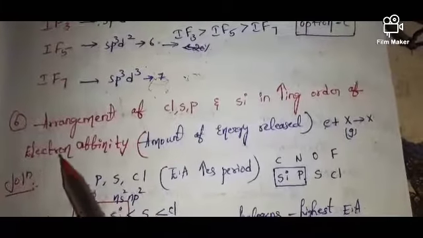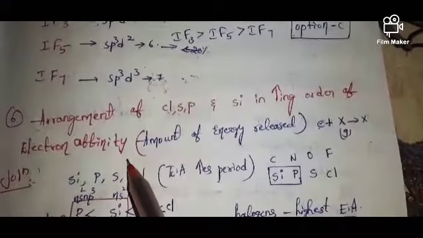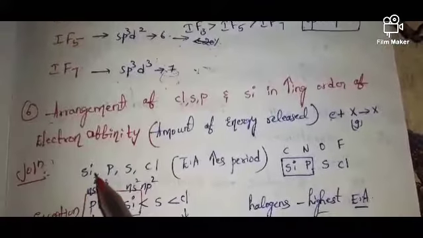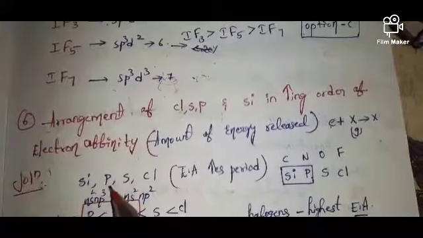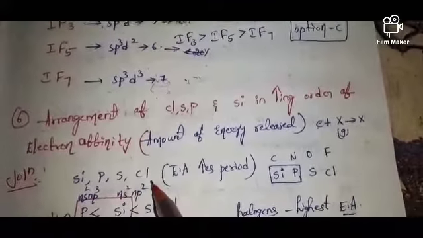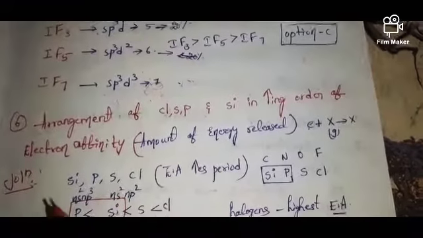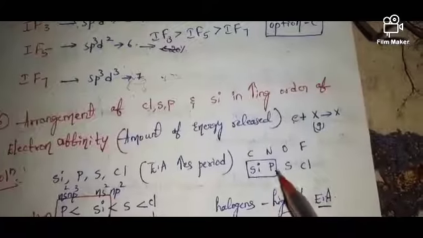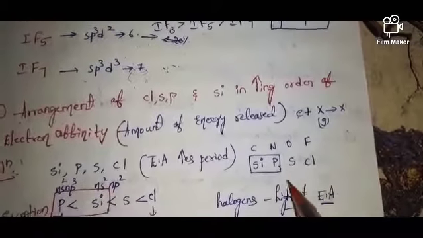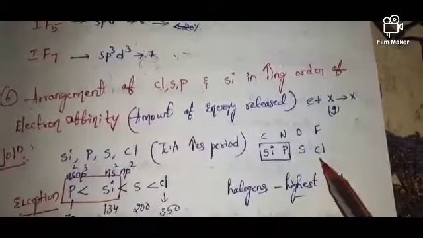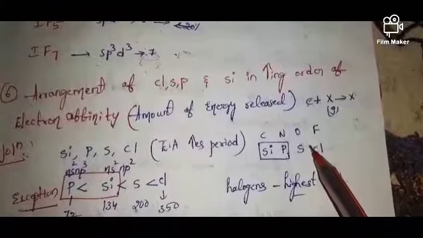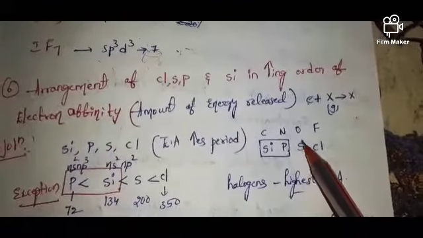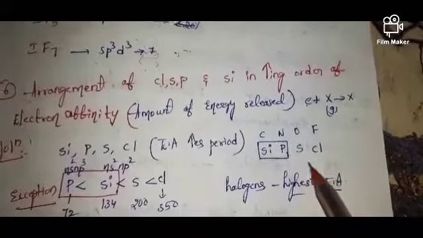They asked electron affinity, and they have given silicon, phosphorus, sulfur and chlorine. In the periodic table also they are present in this manner: silicon, phosphorus, sulfur, chlorine. We know that chlorine has a higher electron affinity than sulfur. We know these two.